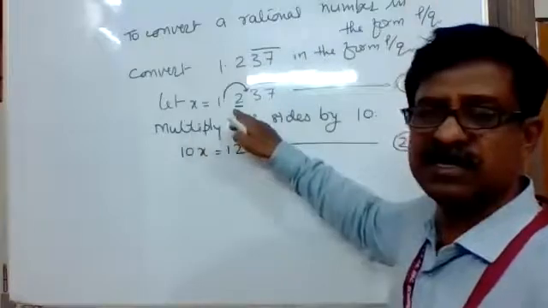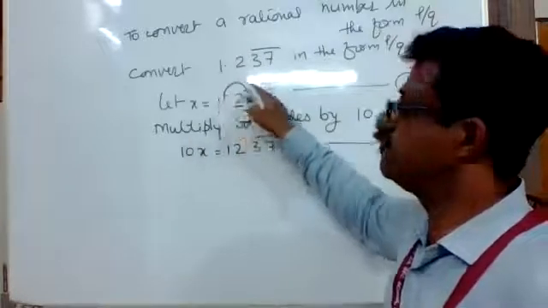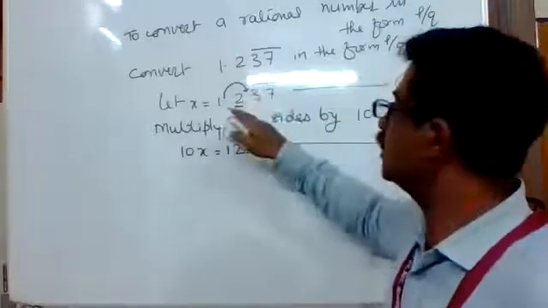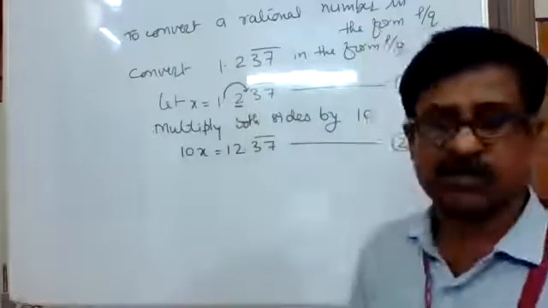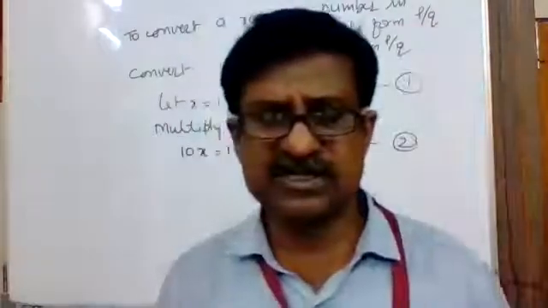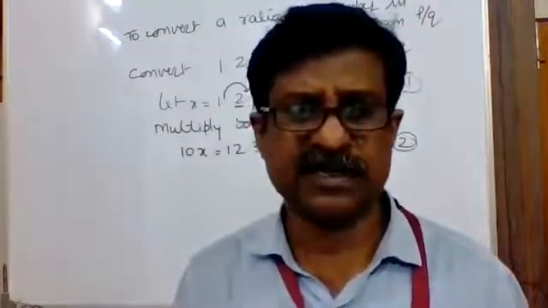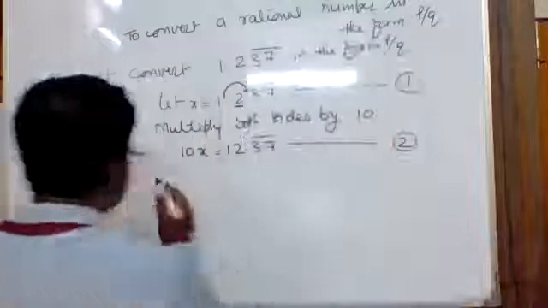And when you multiply this by 10, the point will shift one place to our right and it becomes 12.37 bar. The point has shifted one place to our right. Clear? Next step.